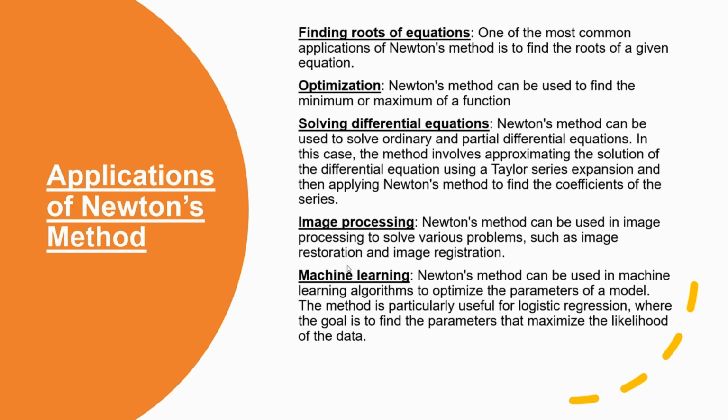In image processing, Newton's method is used for image restoration and image registration. In machine learning, Newton's method is used to optimize the parameters of a model. This is particularly true for logistic regression, where the goal is to find the parameters that maximize the likelihood of the data.